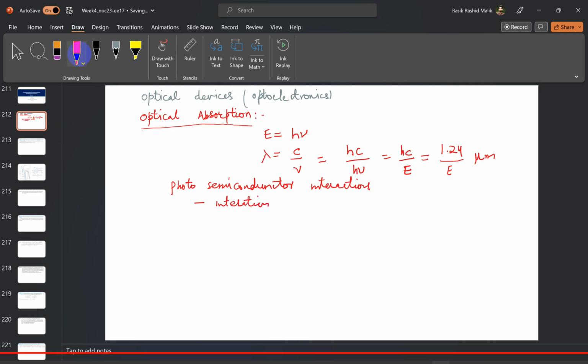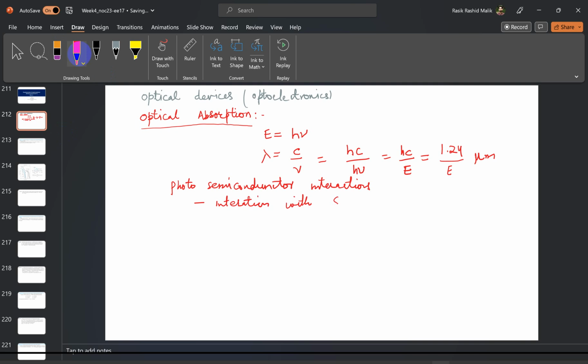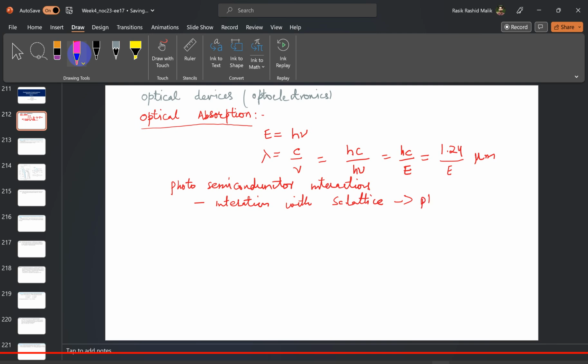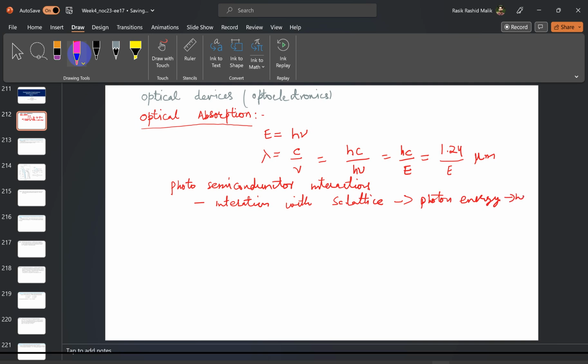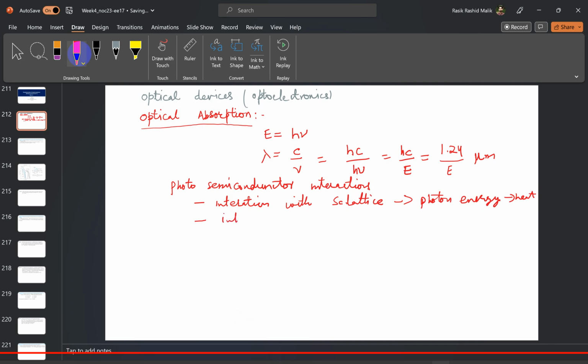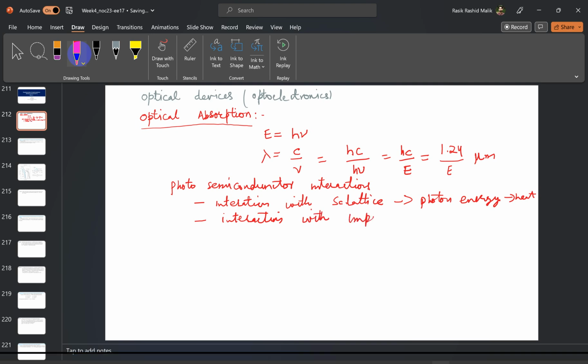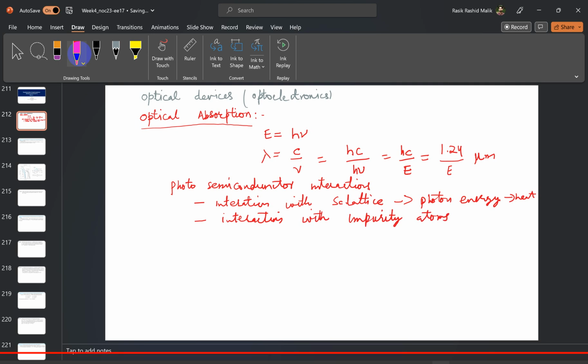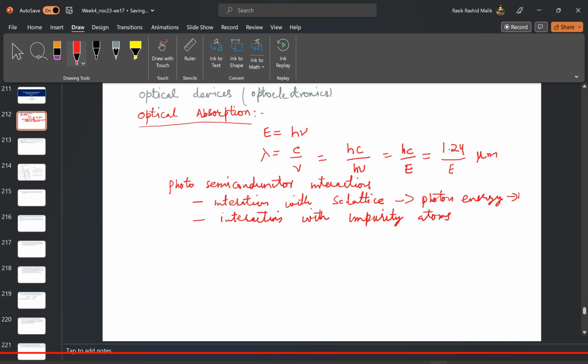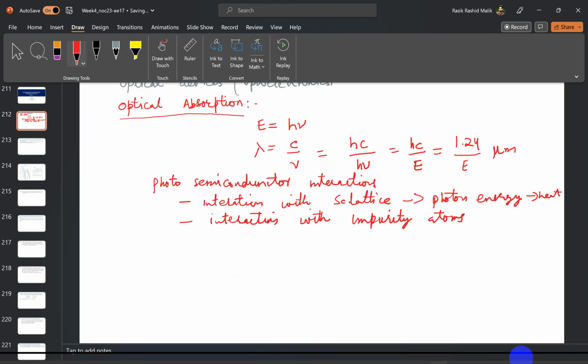Interaction with the semiconductor lattice, wherein the photon energy may be converted into heat. Or photons can also interact with the impurity atoms, or defects within the semiconductor, right?